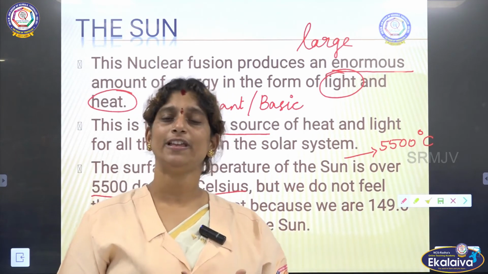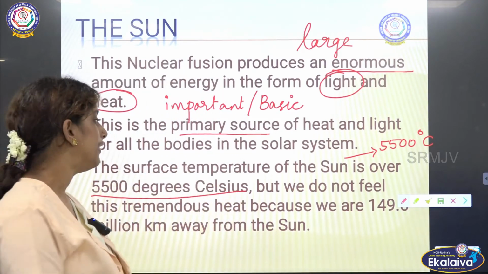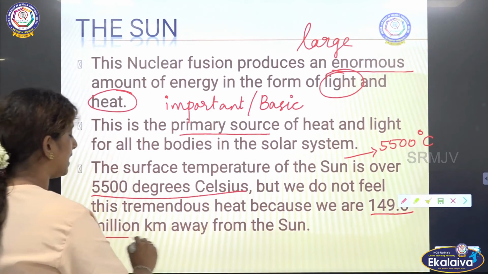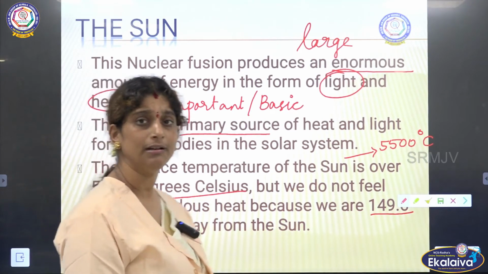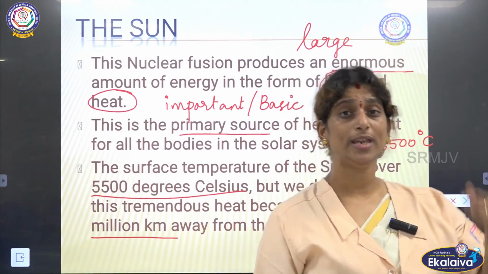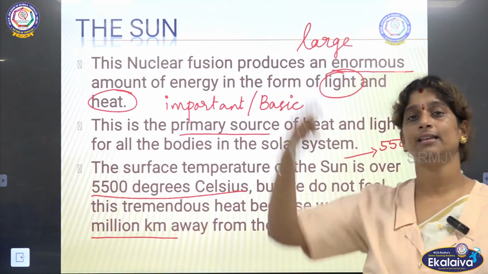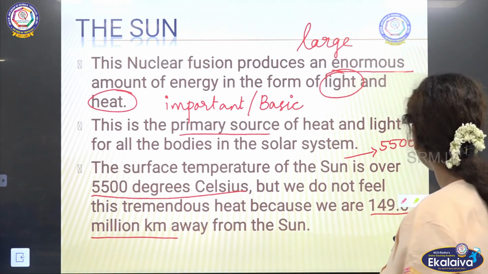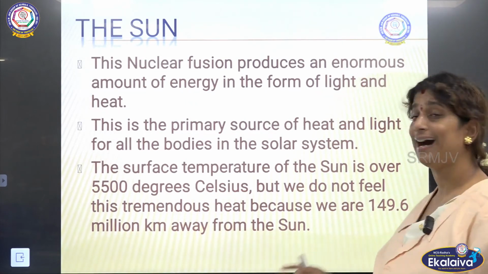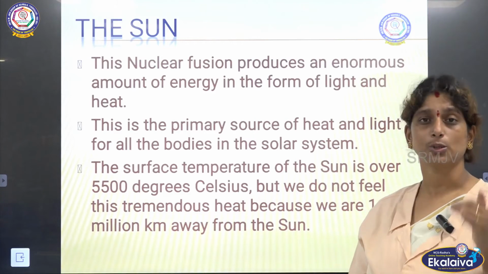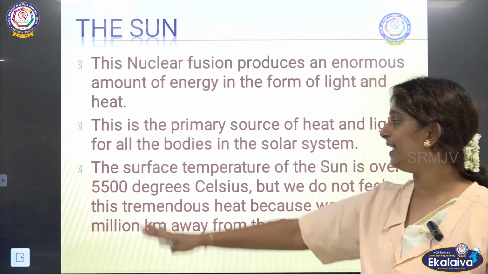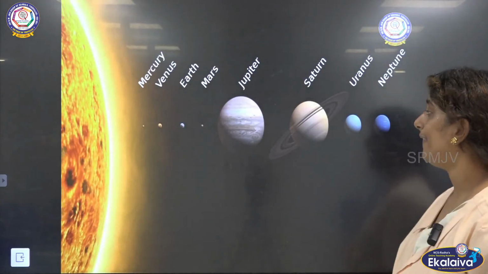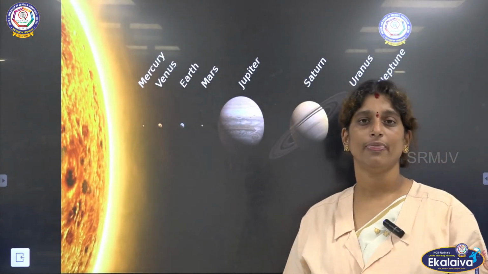Why are we not able to feel that heat? Because we are 149.6 million kilometers away from the sun. The distance between the earth and the sun is very long. That is why we are not feeling this much heat on the earth. Right. Next, we will see about the planets.